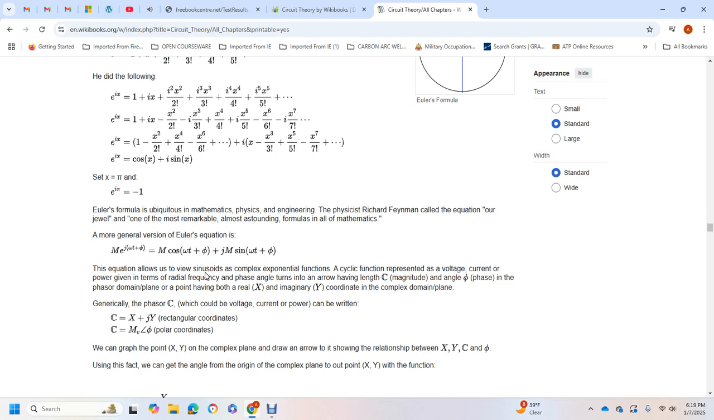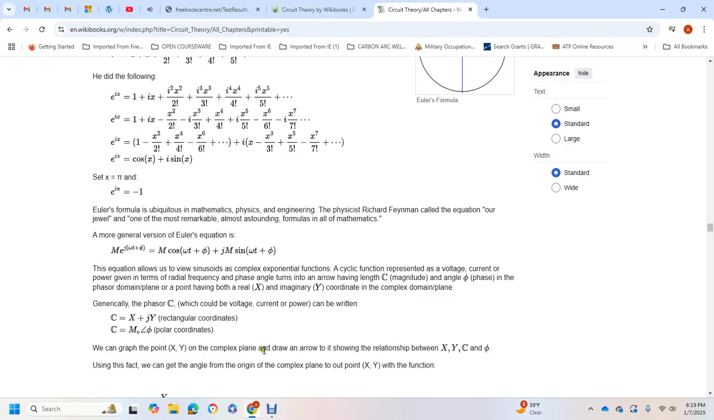In a more general version, Euler's equation and the equation all have the sinusoidal complex exponential function, the analytical function representing voltage, current, and power, given in terms of radian frequency and phase angle, with the magnitude and the angle in the phasor domain, and the point having the real x and y coordinates of the complex plane. Generally, the phasor magnitude, which could be voltage, current, or power, can be written as a phasor. In rectangular coordinates, it equals x plus j y, and in polar coordinates, a magnitude M, voltage, and an angle of the phase.